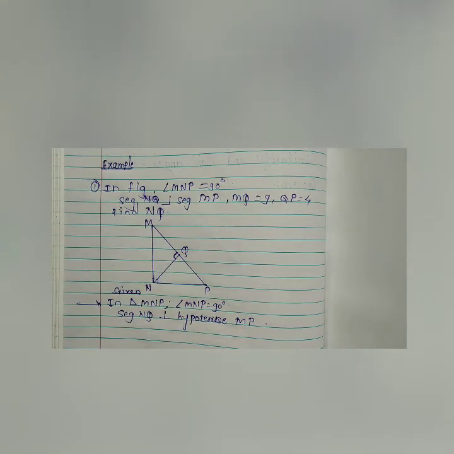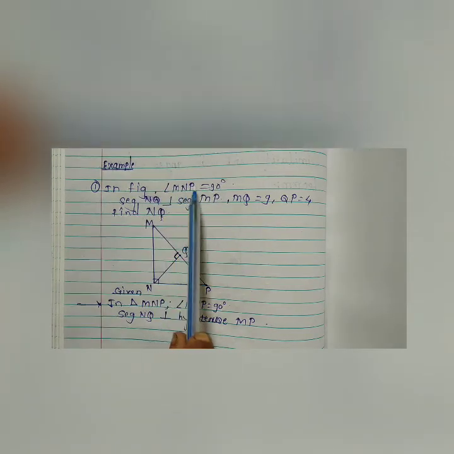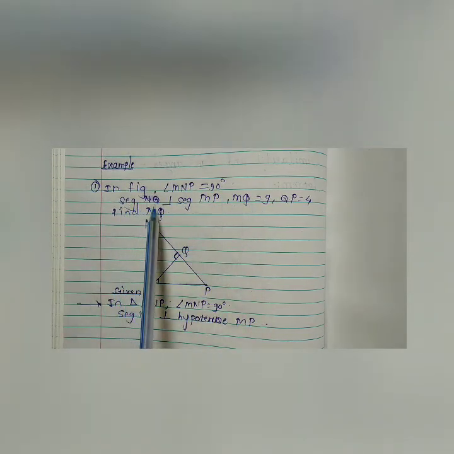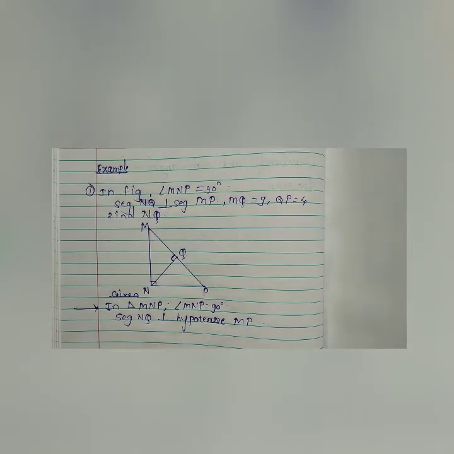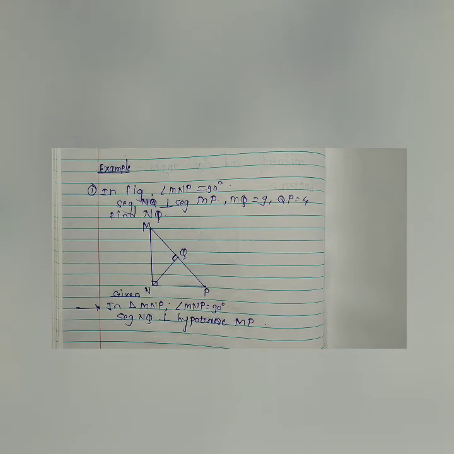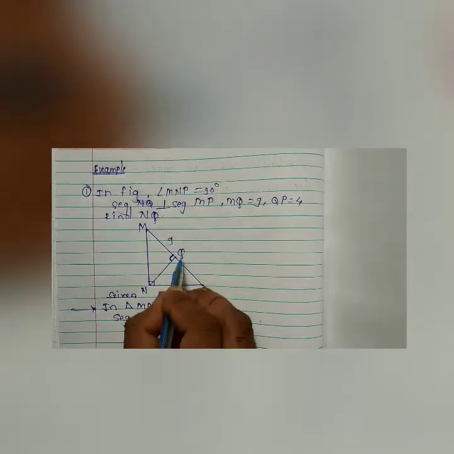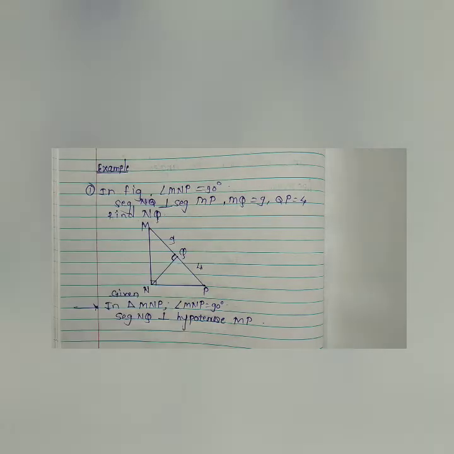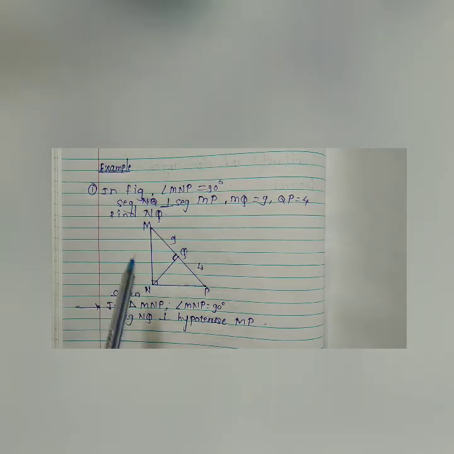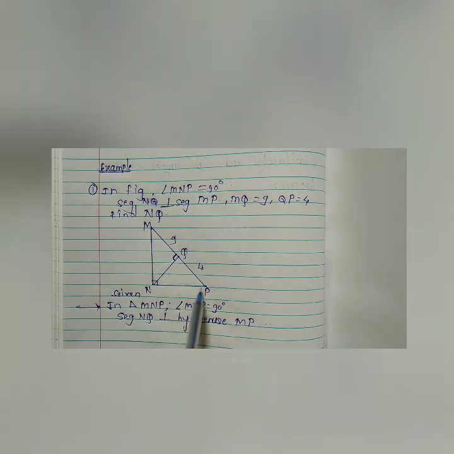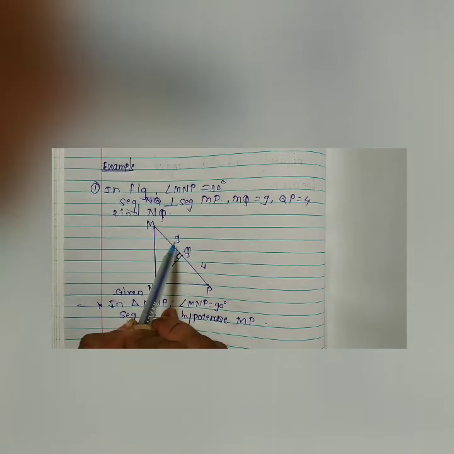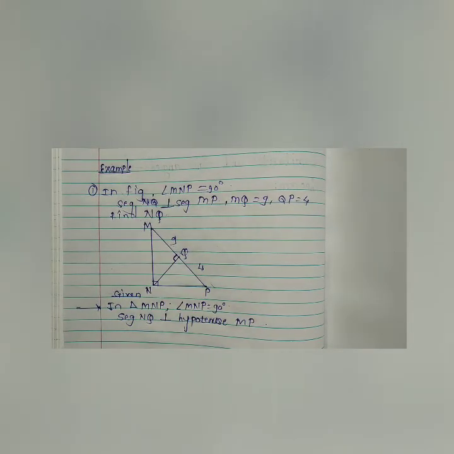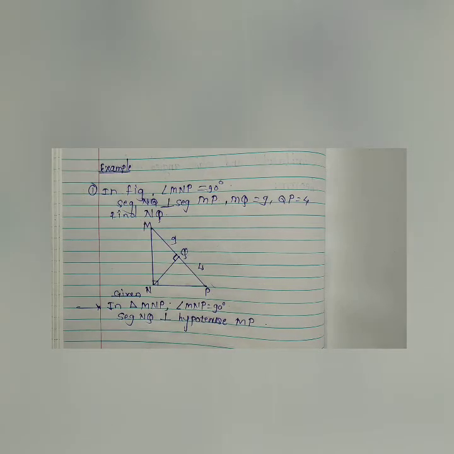Example number first. In the figure, angle MNP is equal to 90 degree. Segment NQ is perpendicular to segment MP. Measurement of MQ is equal to 9. Measurement of QP is equal to 4. Find NQ. Okay, this is the figure. Here triangle MNP, angle MNP is equal to 90 degree. This is the right angle triangle, and MQ is equal to 9, QP is equal to 4. And here we have to find NQ.